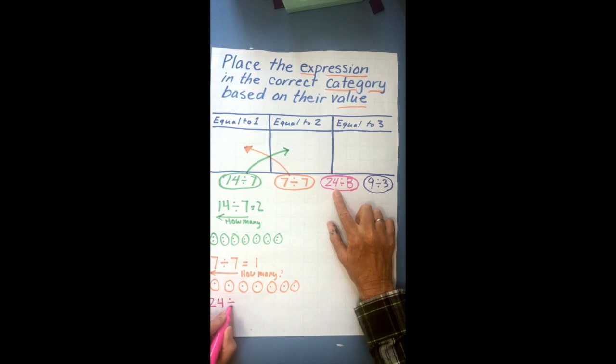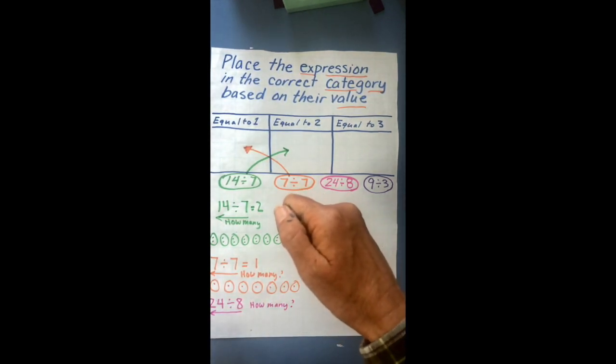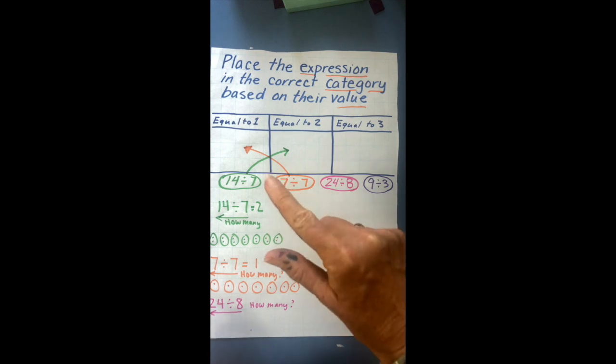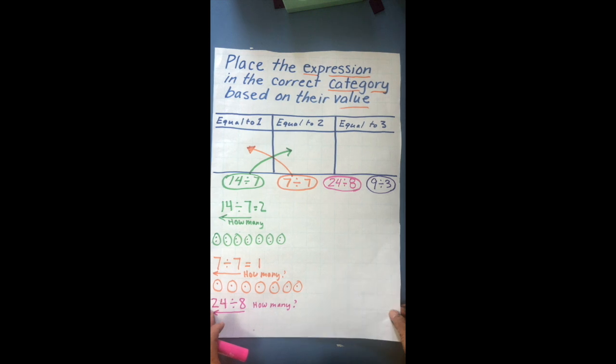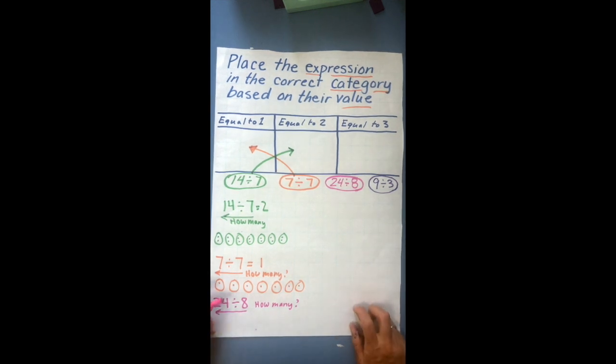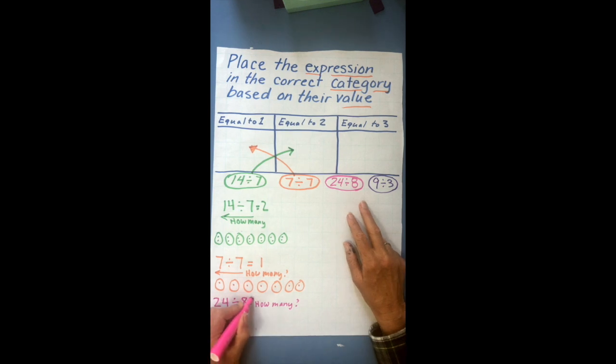24 divided by 8. I always, when I see division, I go backwards and I ask how many. So how many 8s are in 24? So now I'm doing my skip counting by 8s, and I stop when I get to 24. 8, 16, 24. I'm hoping you can see all that. So this one is 3, so this is equal to 3.